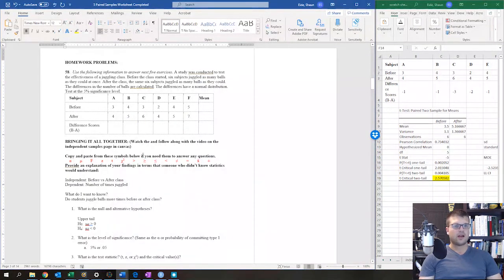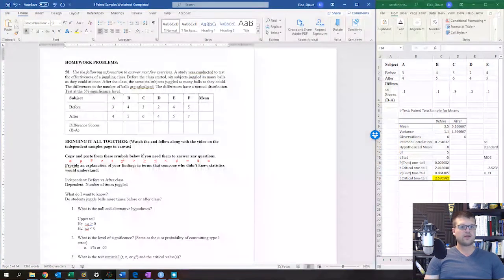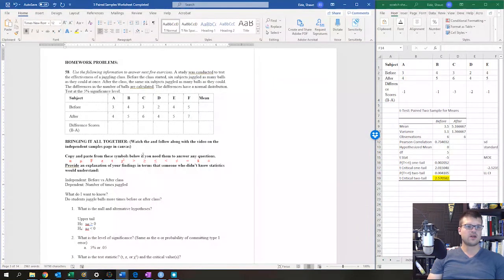So, a study was conducted to test the effectiveness of a juggling class. Before the class started, 6 subjects juggled as many balls as they could at one time. After the class, the same 6 subjects juggled as many balls as they could. The difference in the number of balls are calculated. The difference has a normal distribution. Test at a 5% significance level.